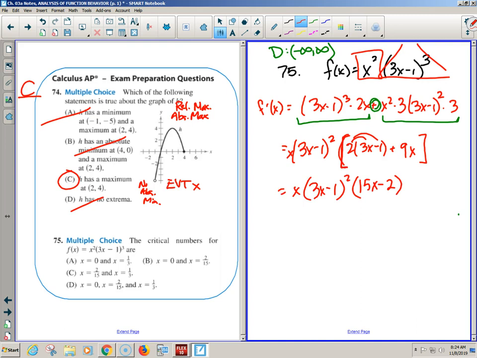And what was the point of all this? Well, critical numbers. If the function exists, which it does everywhere, then they are the zeros and the DNEs. Uh-oh. I can set this guy equal to 0, but what are his DNEs? Oh, there are no DNEs. Sorry, there are none because it's a polynomial.